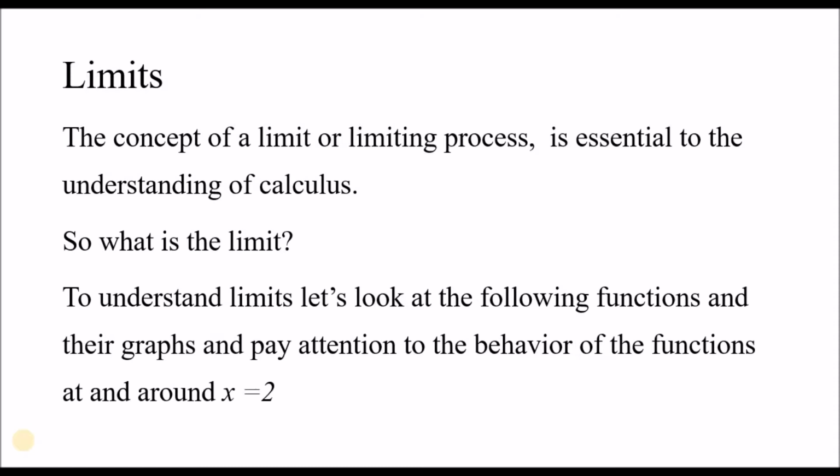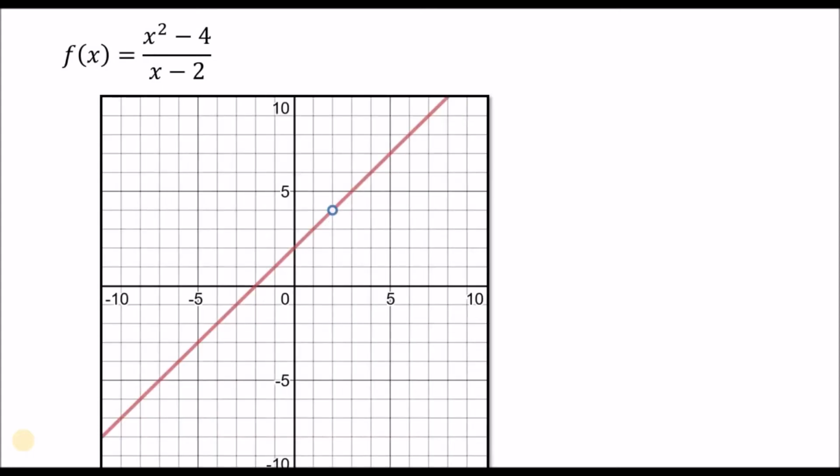To understand this concept, I want you to look at the three functions that I'm going to present, and I want you to pay attention to the behavior of the function around x equals 2 and at x equals 2. The first function is f of x equals (x squared minus 4) over (x minus 2). This is the function right here. As you notice, when x is equal to 2, the function is undefined.